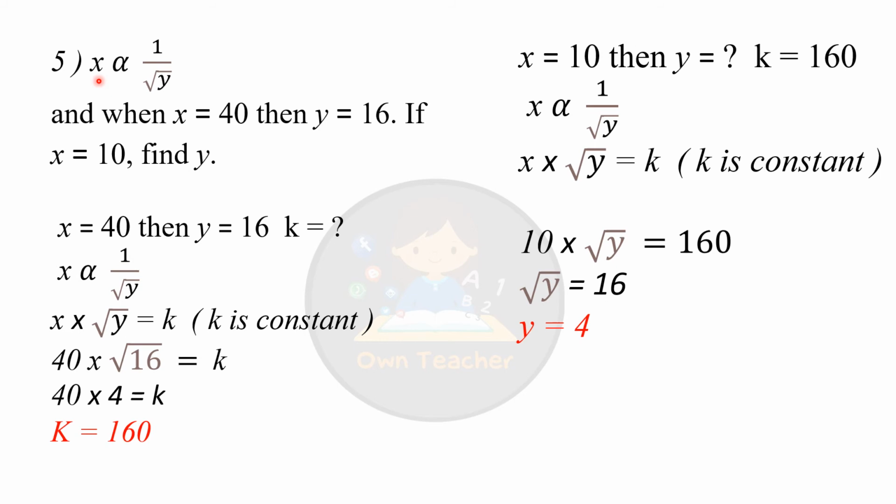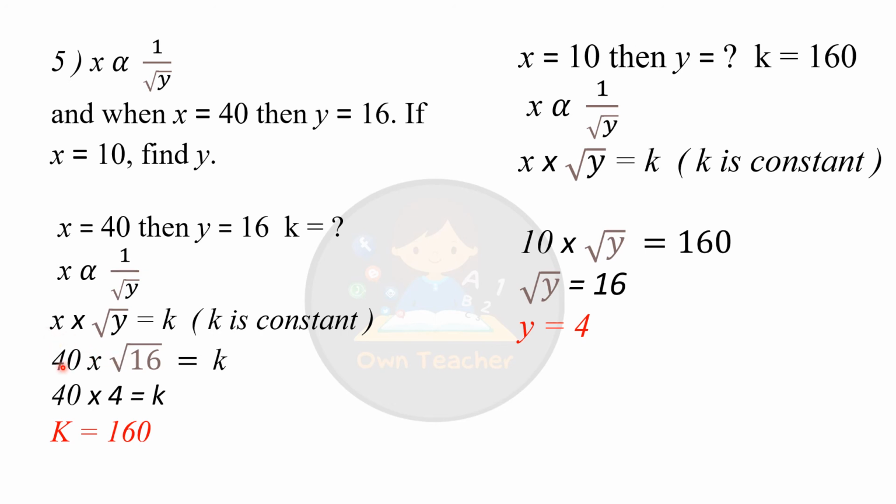X is inversely proportional to square root y. When x is equal to 40, then y is equal to 16. If x is equal to 10, find y. So first we will find out the value of k. X is equal to 40, then y is equal to 16. So what is the value of k? X is inversely proportional to square root y. X into square root y is equal to k. K is constant. We will put the values.